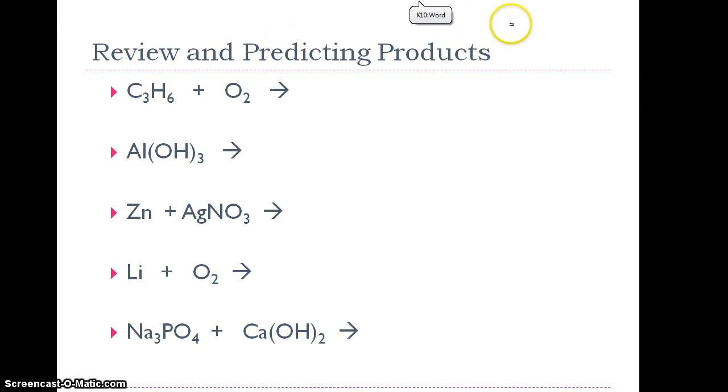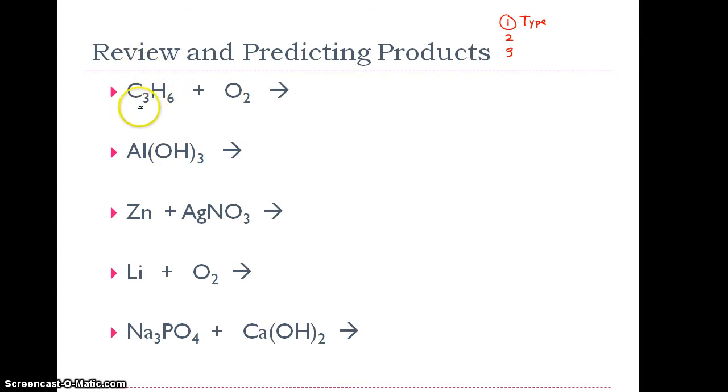Okay, so whenever we are predicting products, there's a couple of steps that we really need to follow. The first step is always to identify the type of reaction. So let's look down here at these types. These are your homework problems, so I'm going to step you through some of them most of the way and have you finish them up.